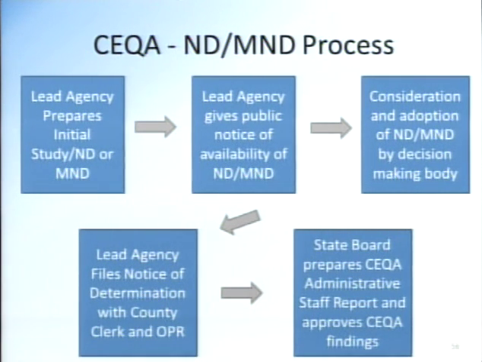After that's complete, the lead agency will file a notice of determination with the county clerk and OPR. And once OPR has that on file, the state board can prepare their CEQA administrative staff report, and that will show that you have approval from the state board, and that will also be signed by our deputy director.